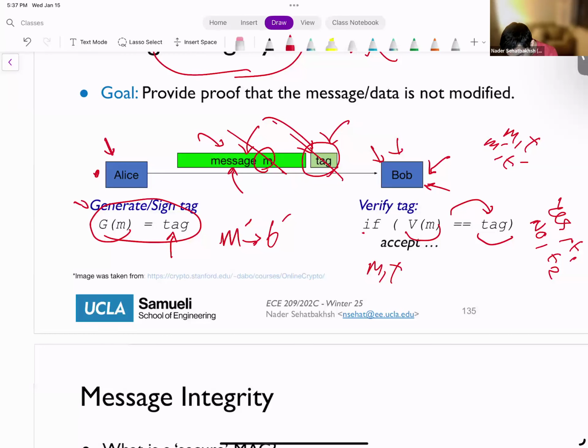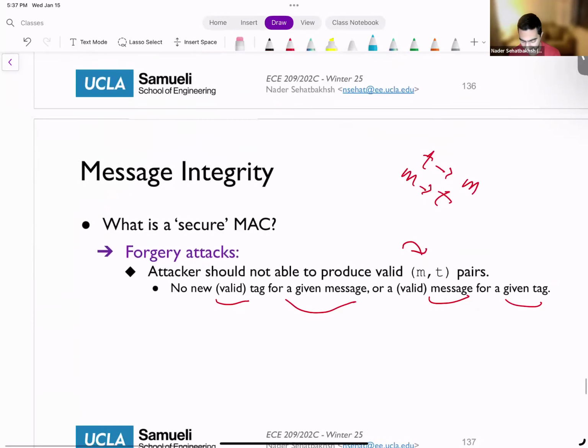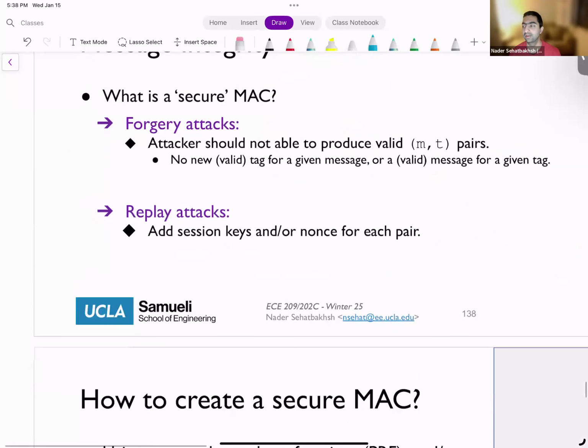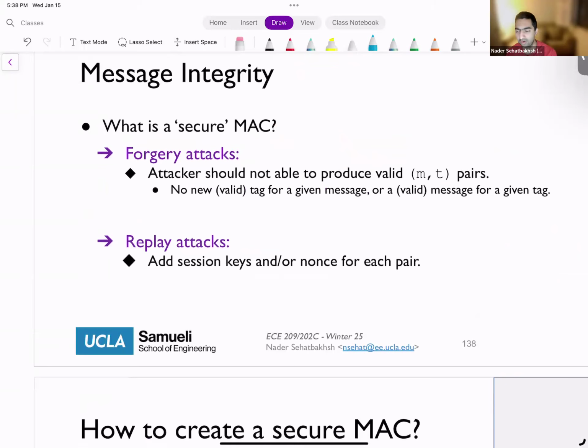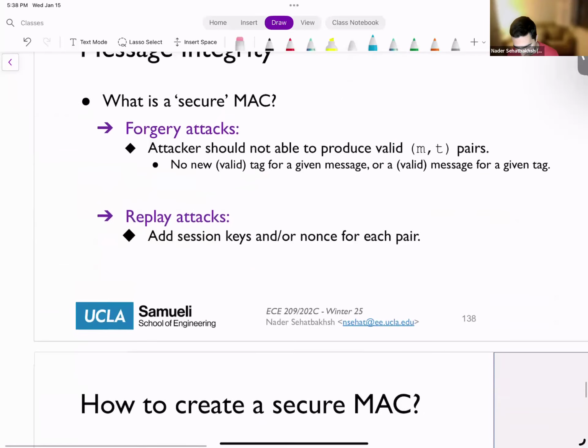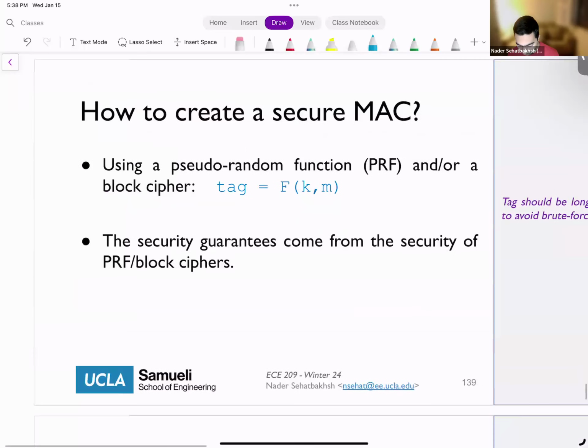What the adversary can do though is substitute these two, right? So if Alice, for example, is trying to say yes, I can replace this with this pair. It also legitimately passes the test by Bob. And this is what we call a replay attack. Essentially, we're just repeating a message pair that we've seen before. So how do we fix these two problems? For the second problem, we need to add some form of what we call a session key or nonce. For the first problem, we're going to use a secure MAC.